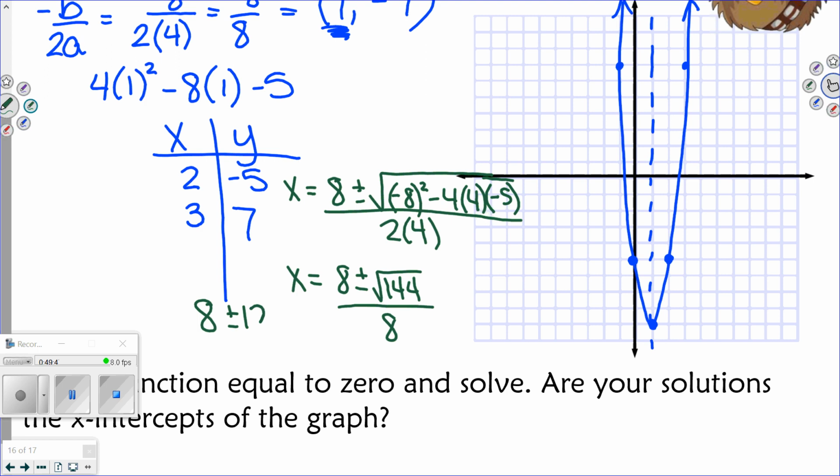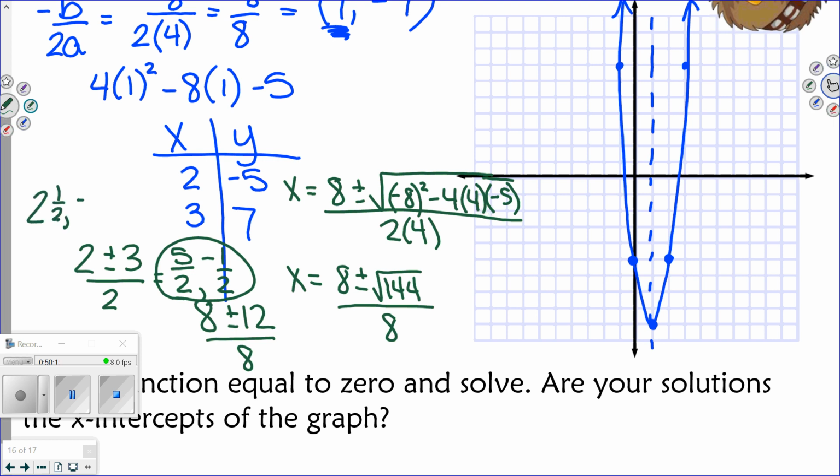Okay, so what's the square root of 144? 8 plus or minus 12 over 8. They can all be divided by 4. So it'd be 2 plus or minus 3 over 2. What's 2 plus 3? So 5 over 2 is one of my answers. And then negative 1 over 2. So those are my two answers. What's 5 over 2? 2.5. So 2.5 and negative 0.5. That'll make more sense to us.